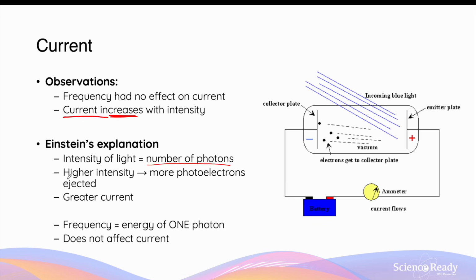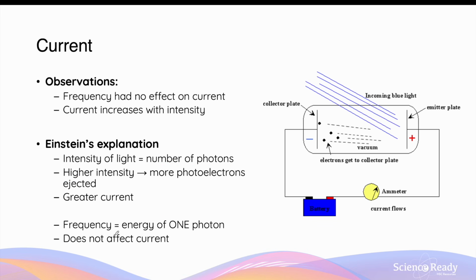So as Lenard increased the intensity, there will be more photons, and if the photons can meet the work function of the metal, they will result in more photoelectrons being ejected. As current is equal to Q over t, if there are more photoelectrons being emitted, the total charge passing through the ammeter will increase, which gives you a higher current.